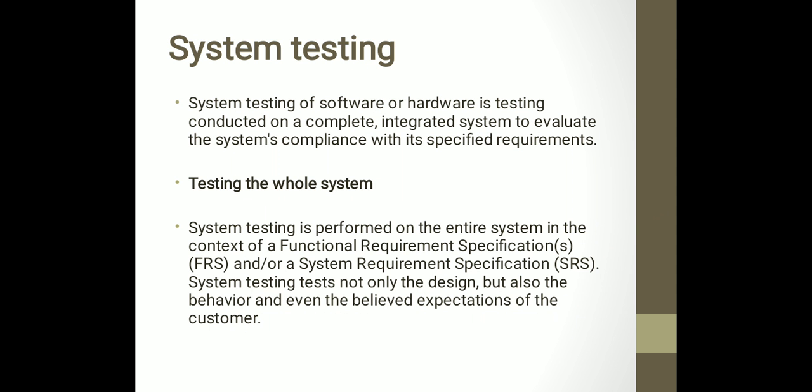The next topic is system testing. System testing is done when the software product is to be delivered to the customer. Before delivering the software product, it is tested by a software tester. There are different types of testing available. We will be discussing 10 different types of testing, testing the whole system. When you are talking about requirements, you have two different types: the functional requirement specification and the system requirement specification. It does not talk only about the design; it talks about the expectations of the customer.